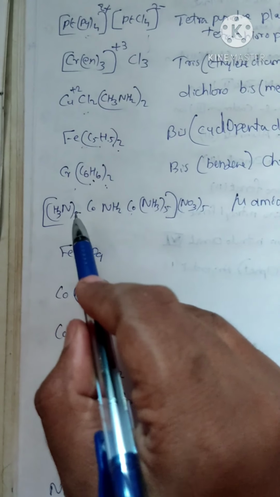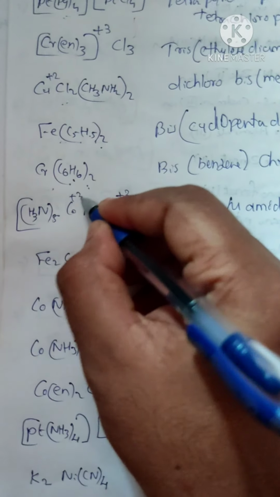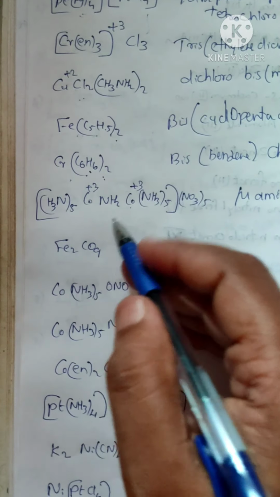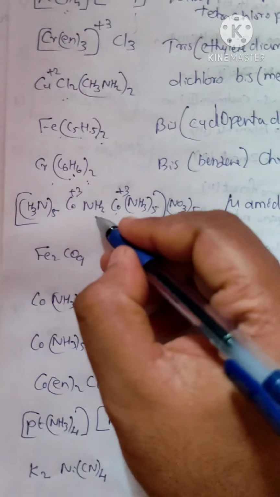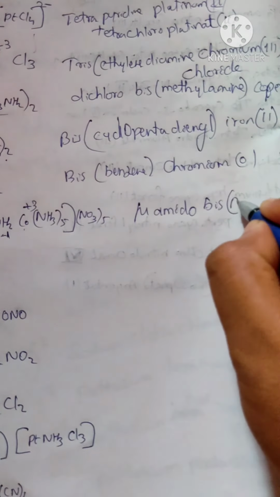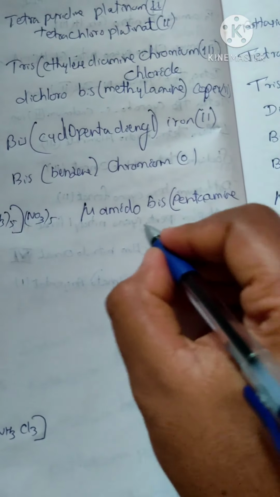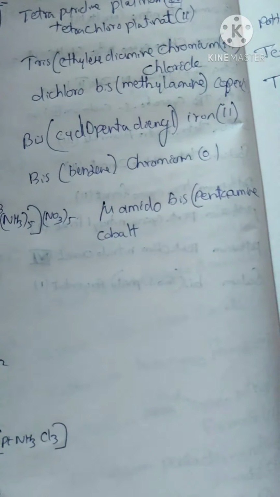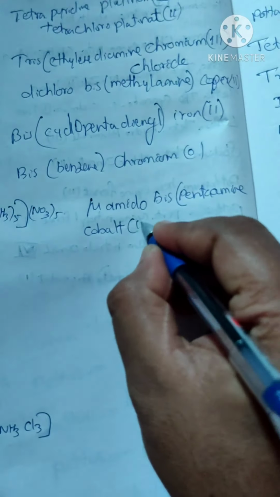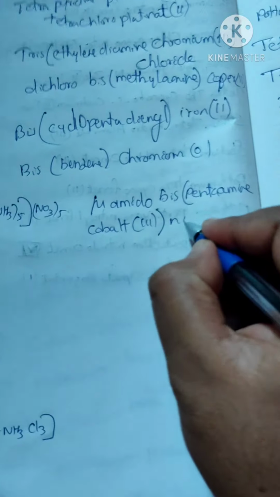Then in bracket, what is this here? Pentamine cobalt. What is the oxidation state of the cobalt? It is +3 oxidation state. If you are seeing here, this is also +3, this is also +3. Then all together it will become +6, and then here we have -1. Then all together we have +5, and that is managed by 5 nitrate ions. So mu amido bis pentamine cobalt 3 nitrate.